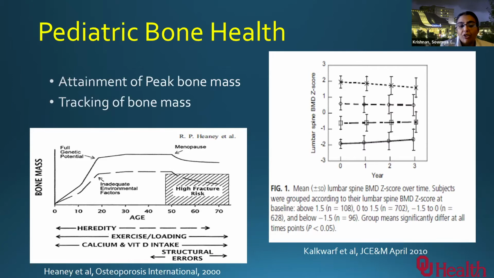Also, studies have shown that BMD Z-score tends to track with age. So this shows that over a period of 3 years, the child who starts off with a BMD Z-score of -2 continues to be at a lower BMD Z-score after 3 years. The mean difference between each of these groups continues to be significant at all time points. So a child who starts off with a higher BMD Z-score stays at a higher BMD Z-score, which tells us the importance of optimizing bone mineral accrual at this age.